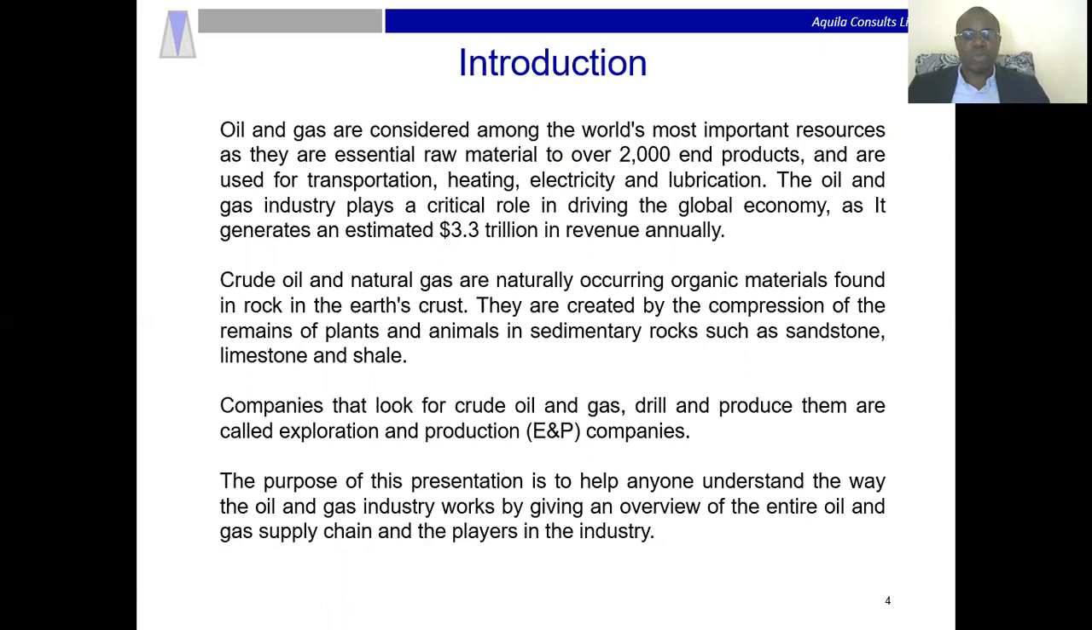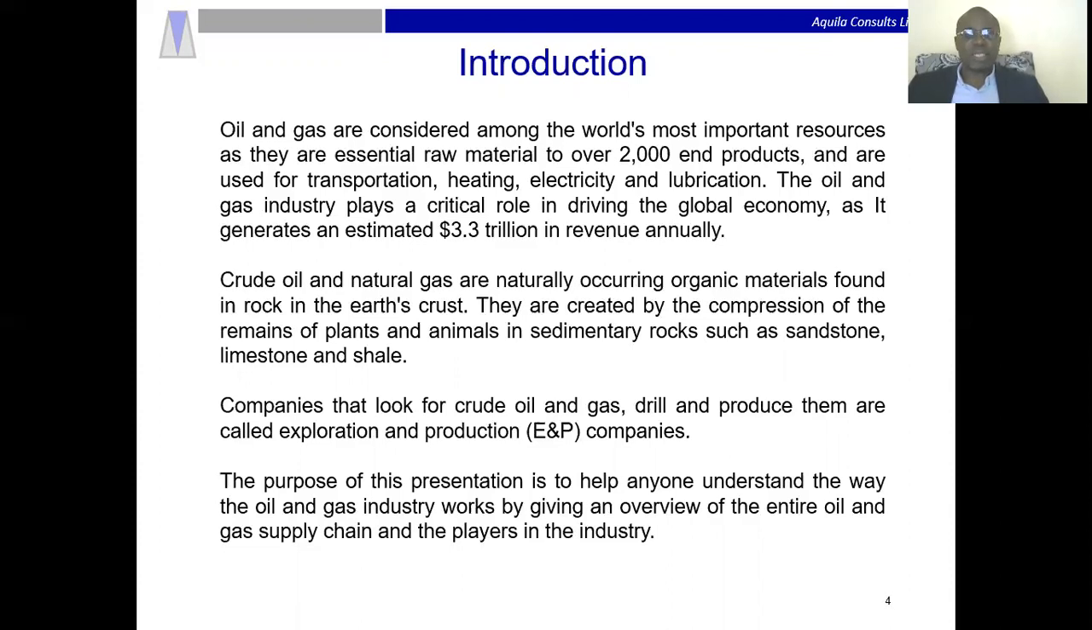we just need to know that oil and gas are some of the world's most important resources, as they are the essential raw materials for over 2,000 end products. They are also used for heating, electricity, and lubrication. And the industry plays a critical role in the global economy as it generates over $3 trillion annually.